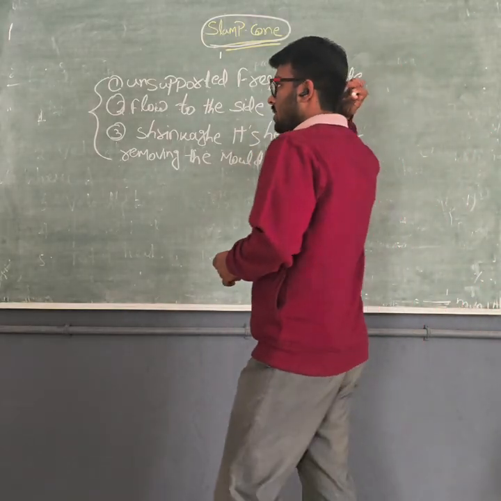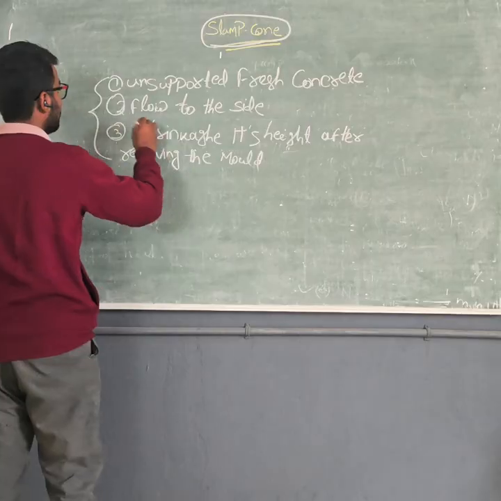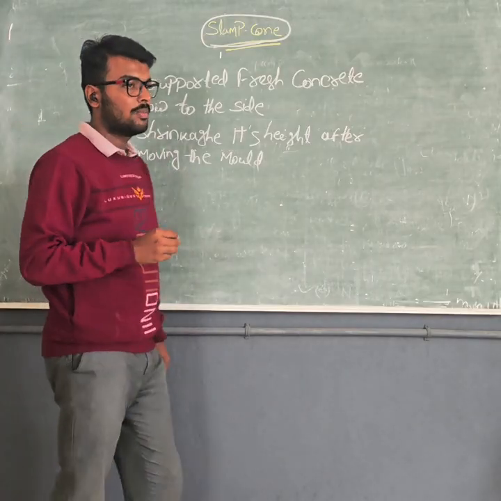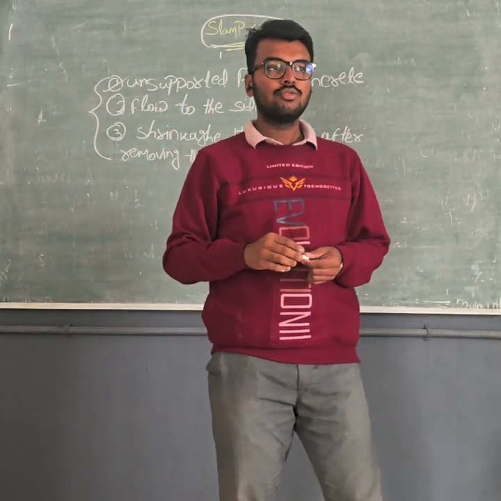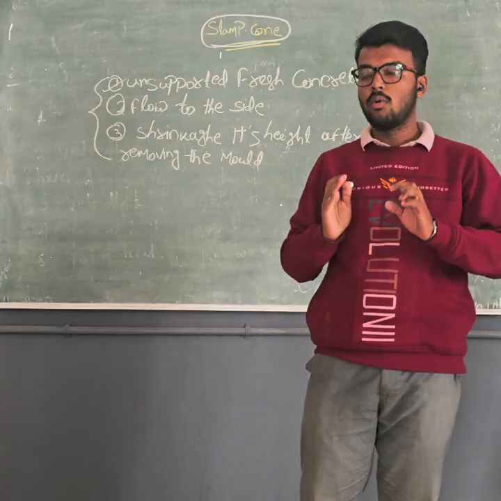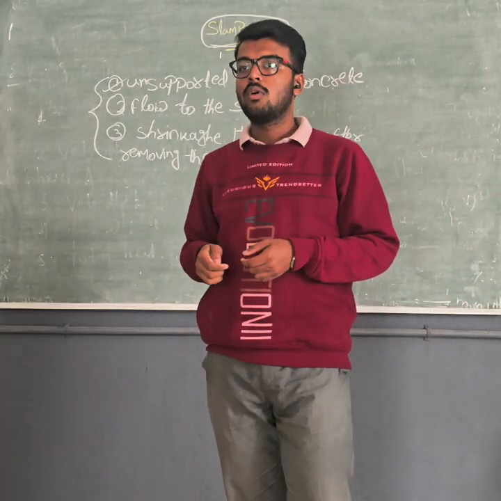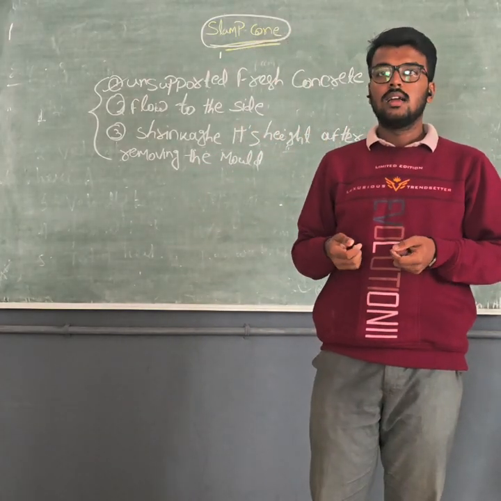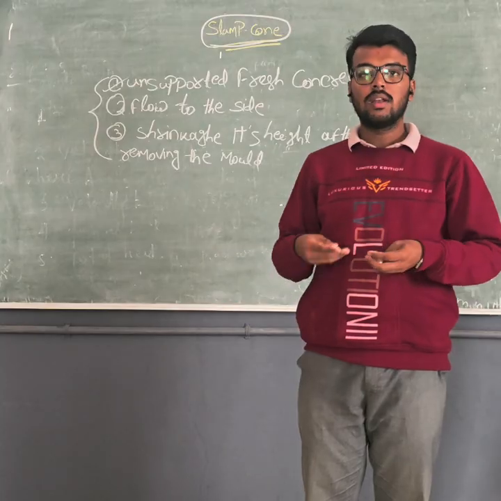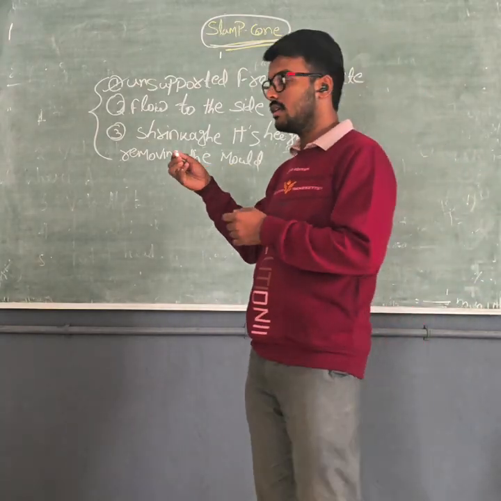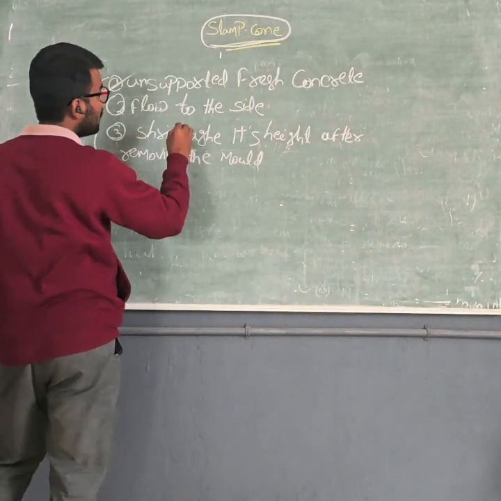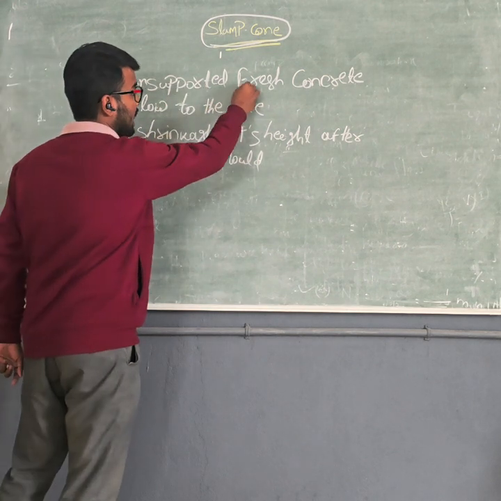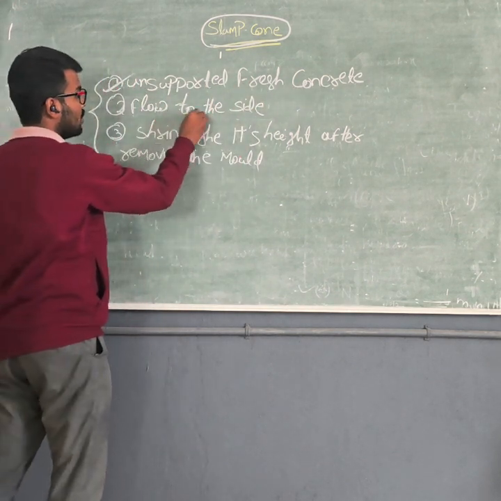Let's understand what this is. First is unsupported fresh concrete. What is unsupported? In the slump cone test, we use a cone-type mold. After removing the mold, the concrete is totally unsupported. No mold is there, no reinforcement is there. So we call it unsupported fresh concrete.